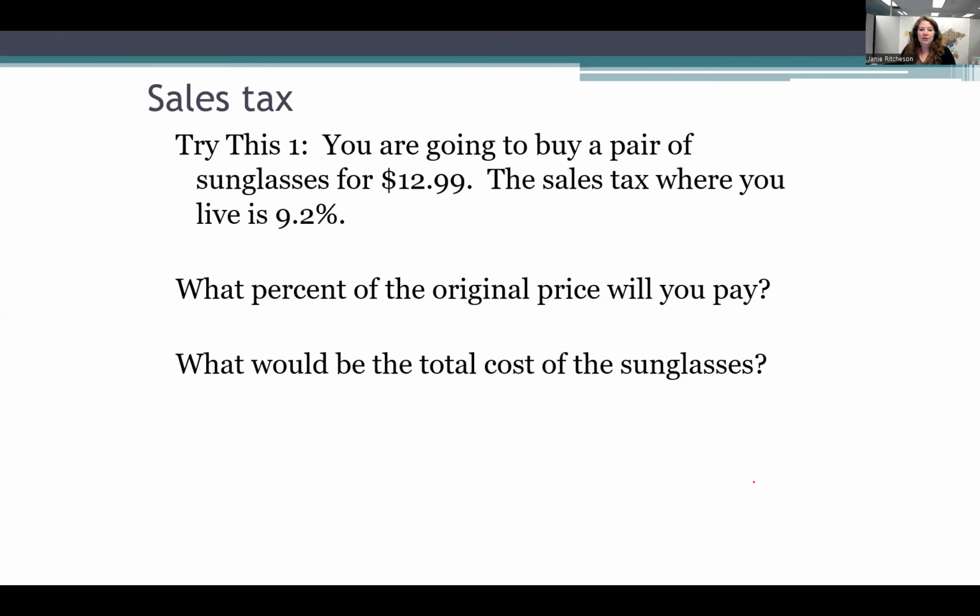All right, what about the next one? You are going to buy a pair of sunglasses for $12.99. The sales tax where you live is 9.2%. What percent of the original price will we pay? We'll pay 100 plus 9.2, which is 109.2%. And then you guys find the total cost of the sunglasses. You're going to multiply 1.092 times the price, 12.99, and let me know what you get.